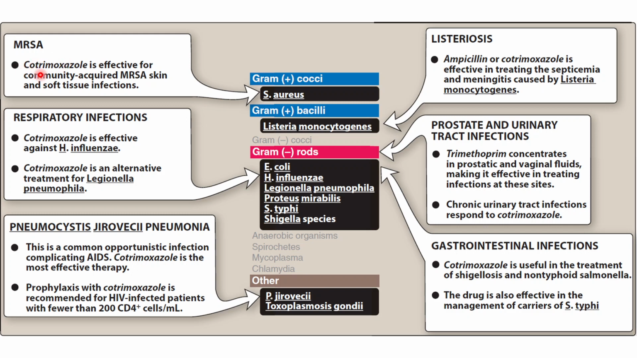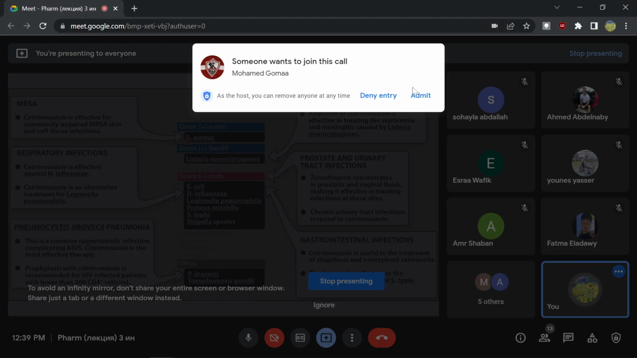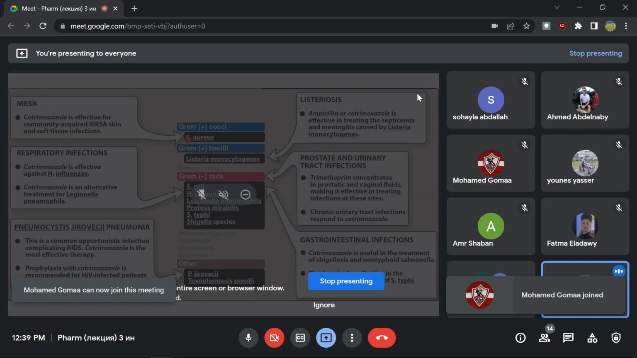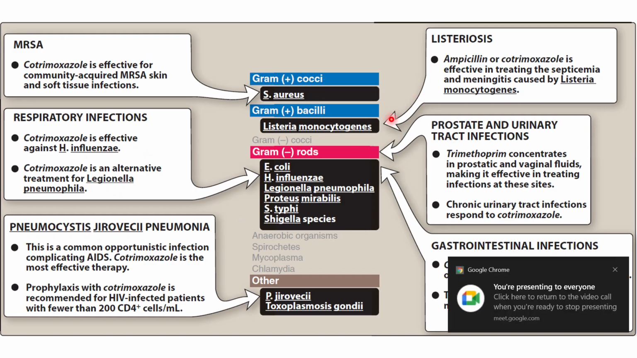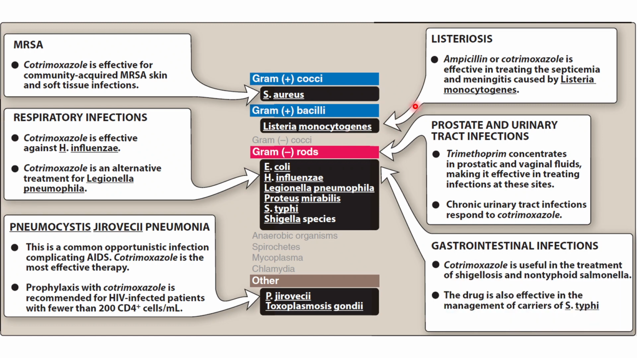So first is gram-positive Staphylococcus aureus, including the community-acquired methicillin-resistant Staphylococcus aureus, that is usually skin infections. The pneumococcal infections will be resistant, so those that acquired in hospital. Then Listeria monocytogenes, which causes septicemia and leads to the meningitis, can be treated with cotrimoxazole.